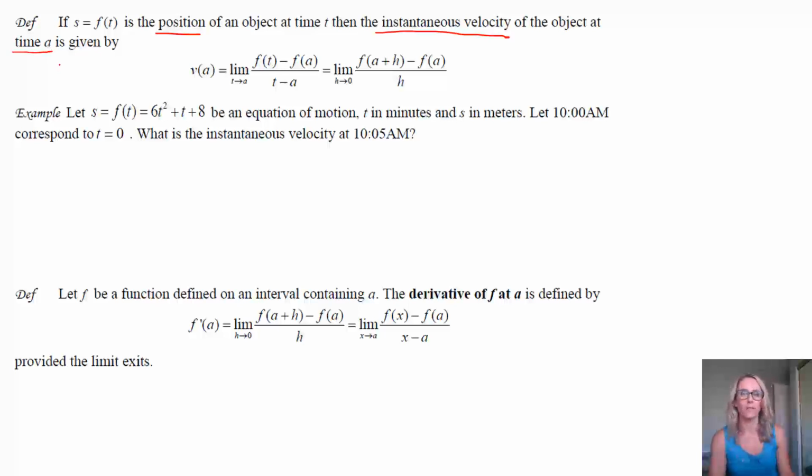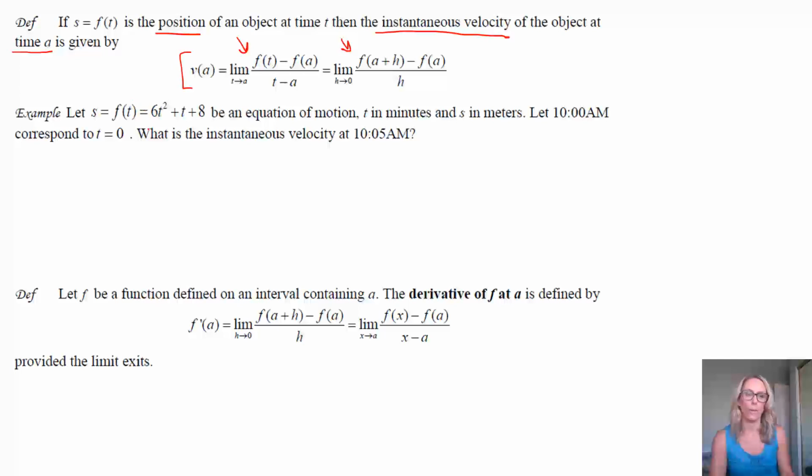The instantaneous velocity of the object at time a is given by this. I want you to see that it is very, very similar to the other two examples that we've seen. It's just that in the first piece here, notice that instead of x, we have t, as we just saw. And so these are all equivalent expressions for what we're trying to do here.